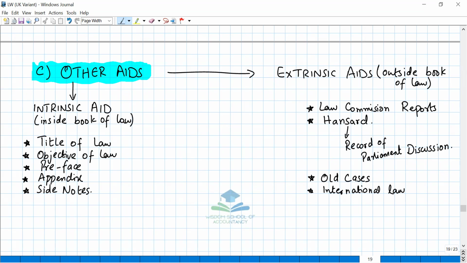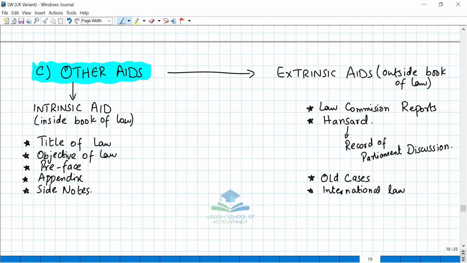Now what are intrinsic aids? Title of the law, objective of the law, preface, appendix, side notes. All these things are in the booklet of the law. So if the judge is taking help from that booklet, then this is known as intrinsic aid. You just need to remember these things. That's it. You don't need to go into detail.